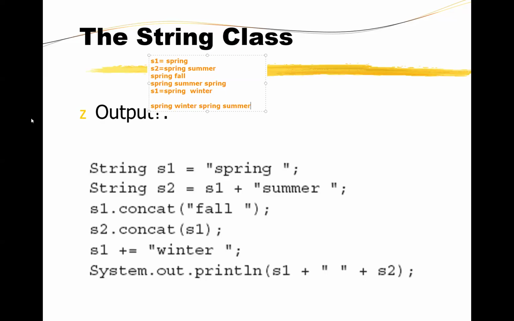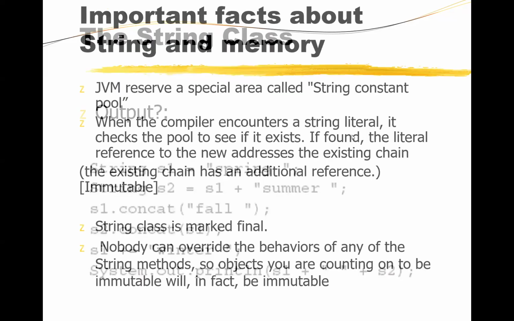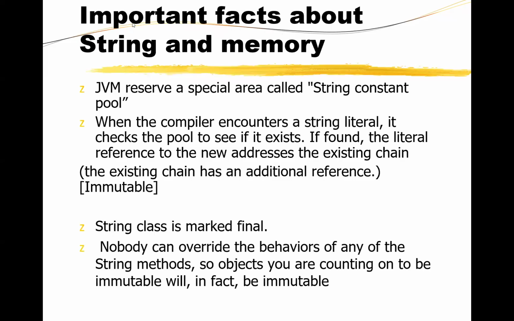Right. Then here's the main theory behind this: the Java virtual machine reserves a special area called the string constant pool. When the compiler encounters a string literal, it checks the pool to see whether it exists. If it exists, the literal refers to the existing string. That means for the same object, a new reference will be added.